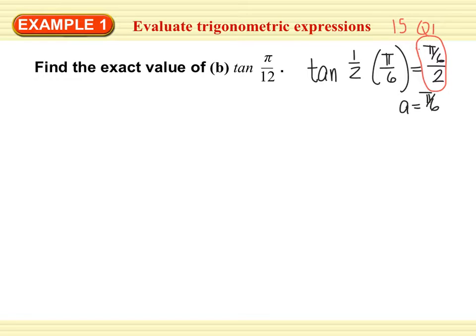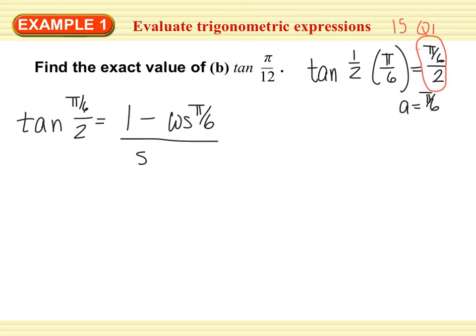All right, so let's go ahead and grab our half angle equation. So I have tan of pi over 6 over 2 is equal to 1 minus cosine of pi over 6 over sine of pi over 6. Now we just said pi over 6 is 30. I'm in quadrant 1. So across from 30 is 1, across from the 90 is 2, and square root 3.